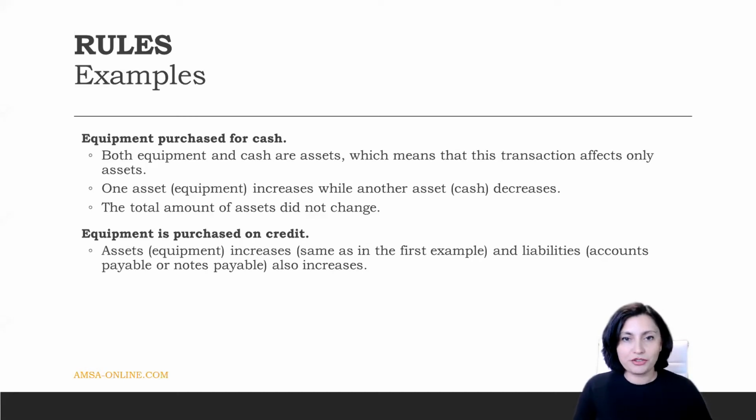Equipment purchased for cash. Both equipment and cash are assets, which means that transaction affects only assets. One asset, equipment, increases, while another asset, cash, decreases. The total amount of asset did not change. Equipment purchased on credit. Assets, equipment increases, same as in our first example, and liabilities, or accounts payable or notes payable, also increases.